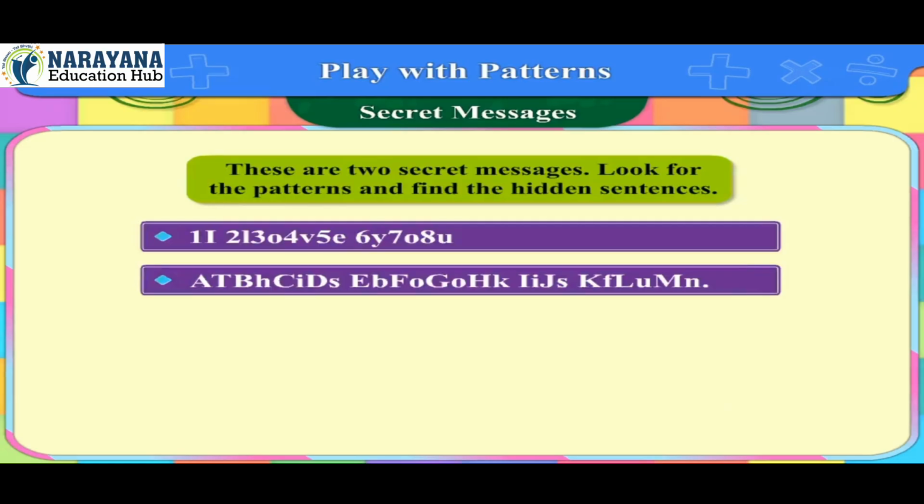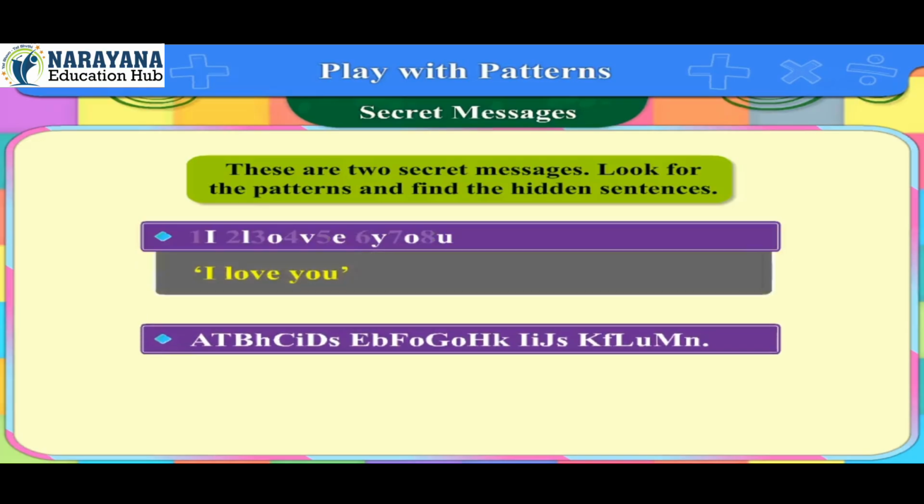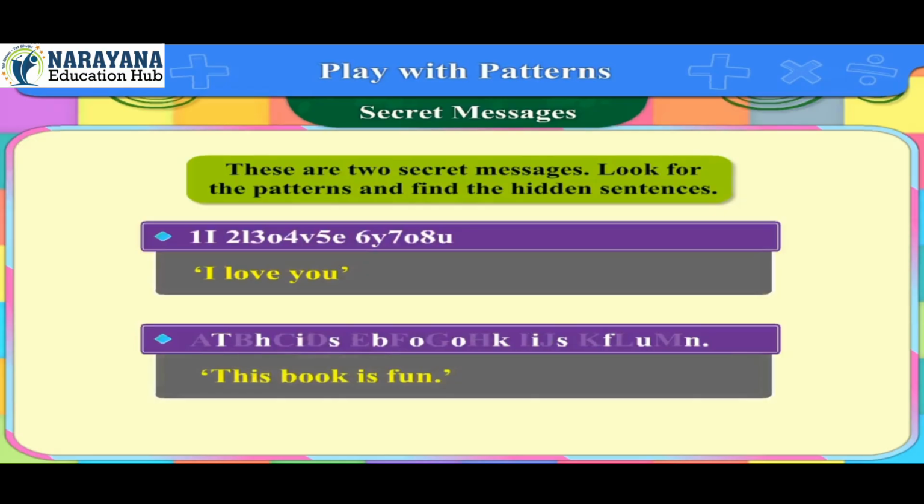Look for the patterns and find the hidden sentences. In the first message, if we ignore the numbers like 1, 2, 3, then we get "I love you." In the second message, if we ignore the alphabets A, B, C, D till M, then we get "This book is fun."